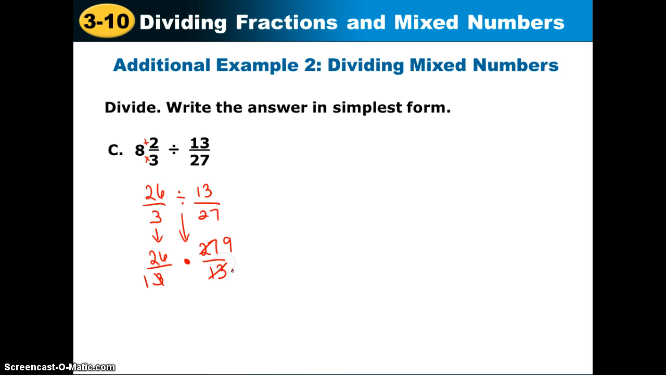13 can go into 13 once. 13 can go into 26 twice. Now I can multiply across. 2 times 9 is 18. 1 times 1 is 1. 18 over 1 is equal to 18.